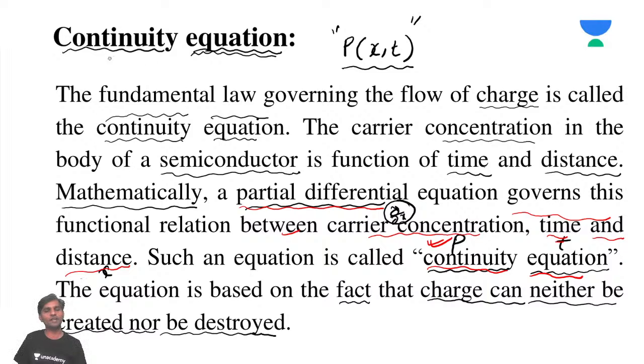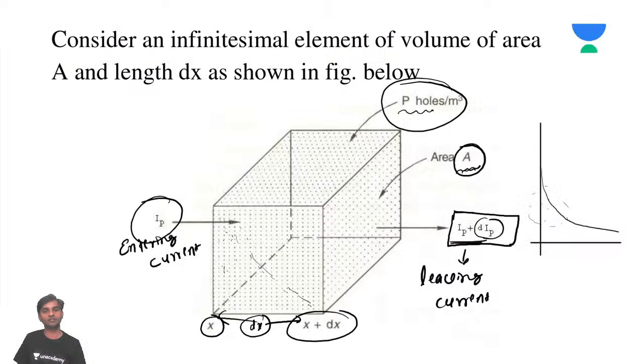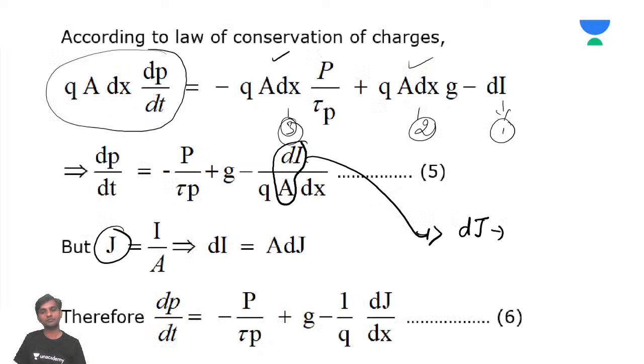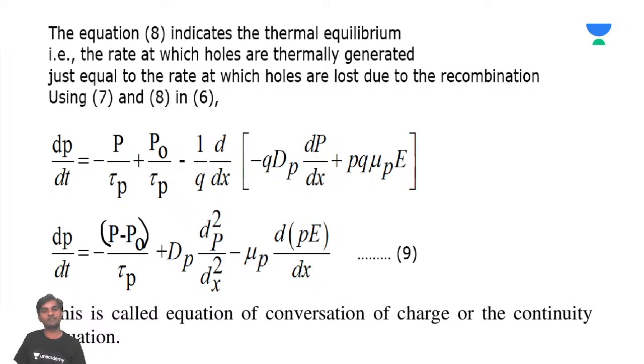Continuity equation, very beautiful, sir. Very important continuity equation. What is a continuity equation? As we know, the carrier concentration changes with respect to distance and time. The partial differential equation which governs the functional relationship between carrier concentration, distance, and time is nothing but the continuity equation. So how the carriers are changing with respect to time and distance will be defined by the continuity equation. Very important. This is a derivation which we have done in detail in the class.